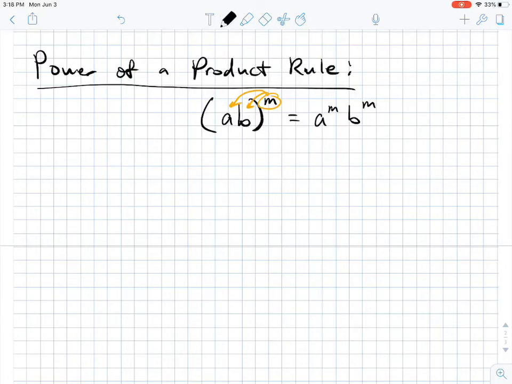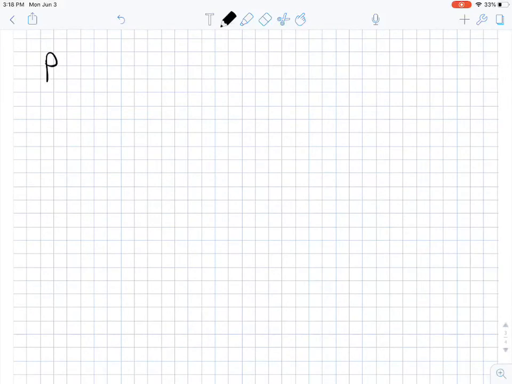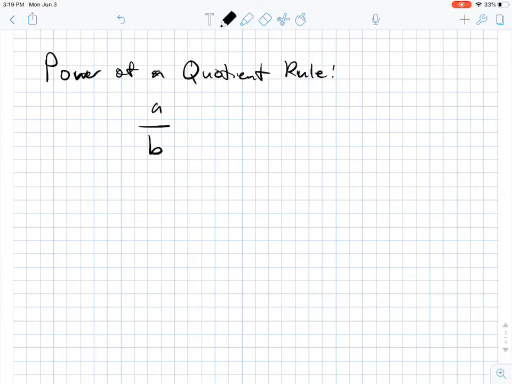Now you have the power of a quotient rule. Let's assume you had a over b, and let's say it was to the same power, m. Just like with the power of a product, where we attached the m to all those base numbers inside the parentheses, the same thing applies here.